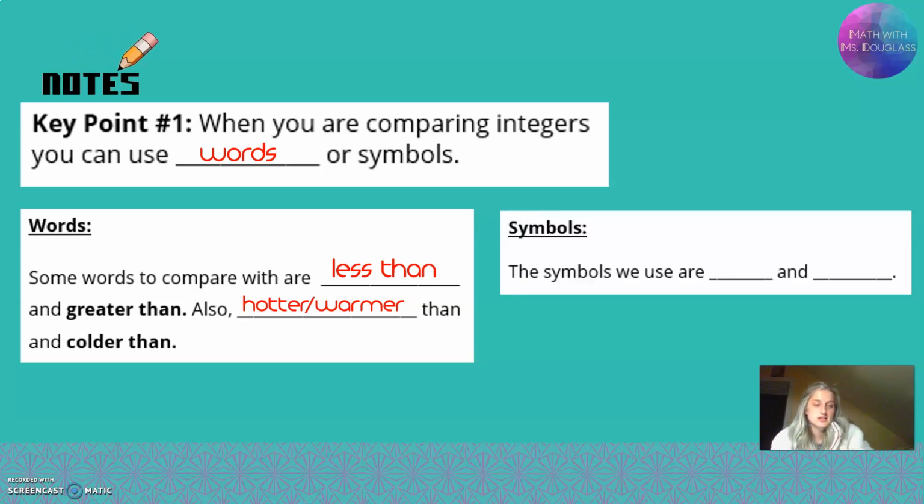Symbols that we're using to compare right now are less than and greater than. There are other inequality symbols that we'll learn about later. Inequality meaning not equal to. So you can also sometimes compare and they are equal. You could use an equal sign. And then there's some other symbols we'll learn about when we talk about algebra.